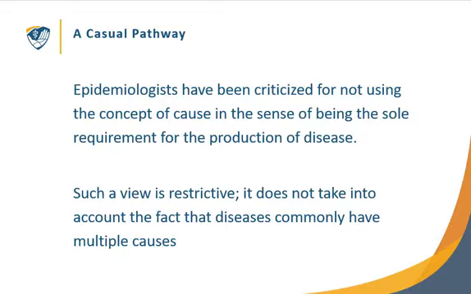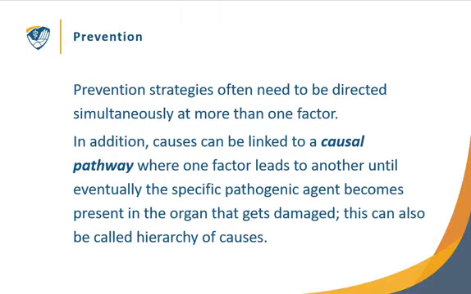Think back to John Snow trying to figure out why people were getting sick, and he was looking for the contaminated water source. In the water, obviously, was the bacterial cause, but it wasn't searching for the bacteria, but rather what was making people sick. Finding that out, keeping that away from people, helped to reduce then disease. Prevention strategies often need to be directed simultaneously at more than one factor.